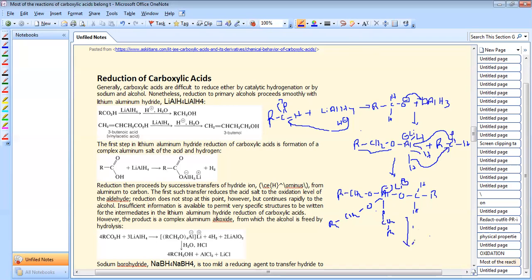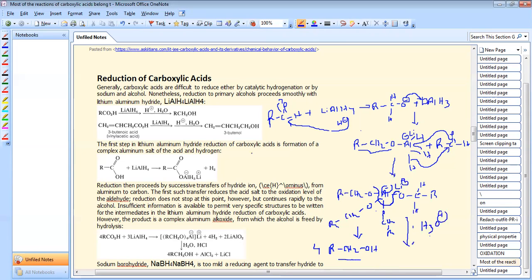When this is treated with acidic hydrolysis, what happens? This part will accept one hydrogen ion, or H plus ion. Then it may be converted to OH. So 4 moles of OH, and this is the product we get. Okay, so this is the reduction of carboxylic acids.